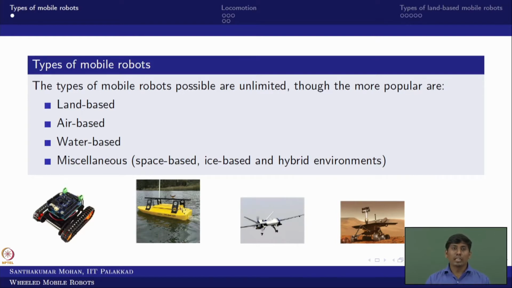The other ways we can classify are service, field, domestic, and some special applications, but what I am classifying is based on which environment it is put in: whether on the ground, in the air, underwater, on the surface of water, or in a hybrid environment. The classification here is mainly focused on land based mobile robots. Then air based, water based and miscellaneous all come. The miscellaneous is a combination of anything, or it can be a dedicated environment.